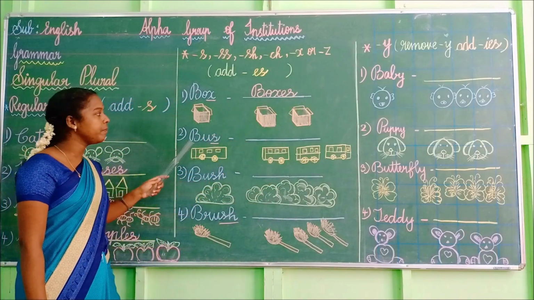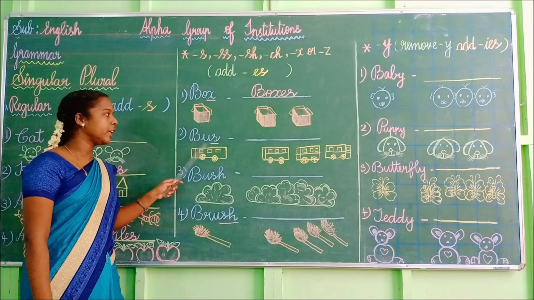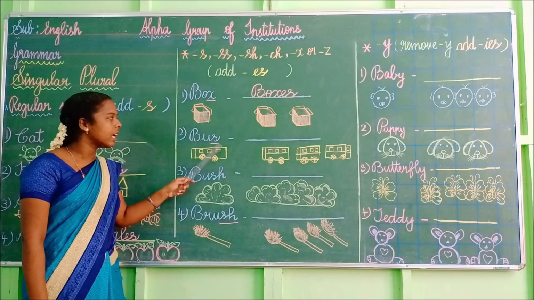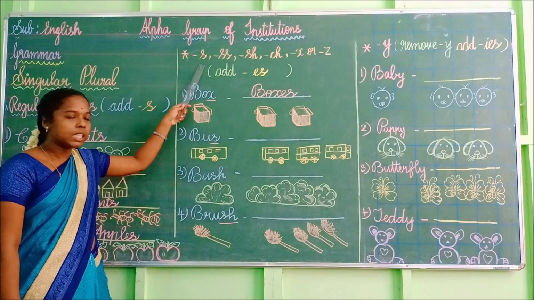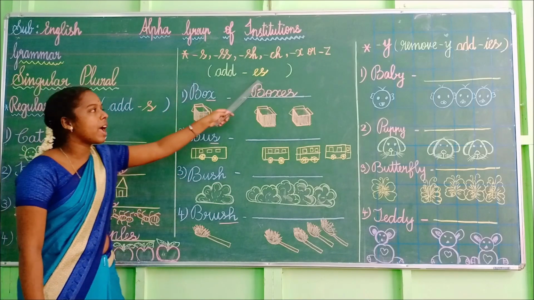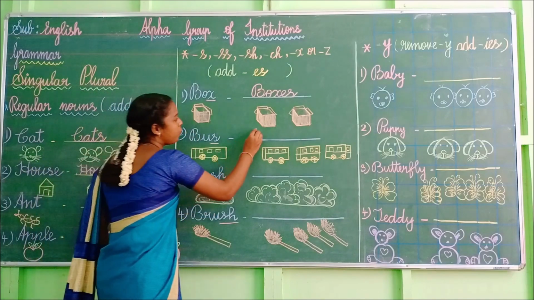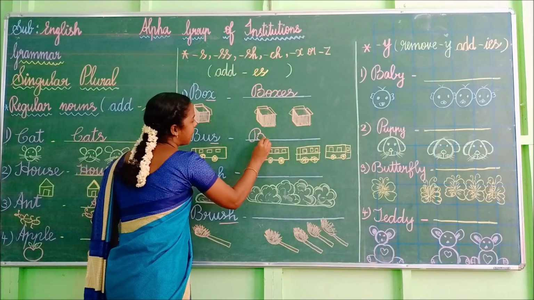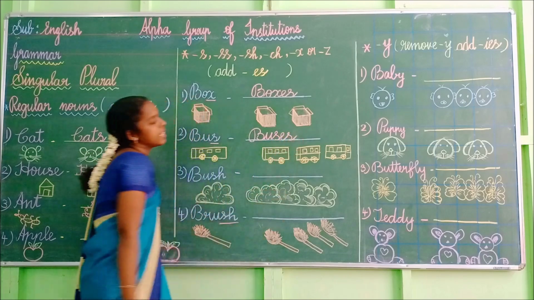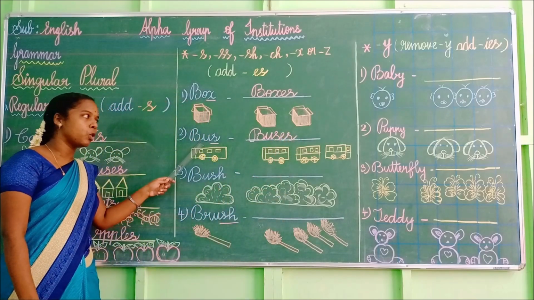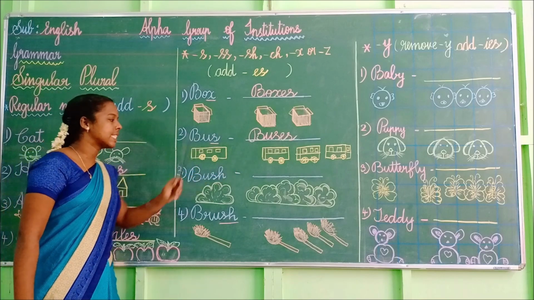See the next one, bus, B-U-S. Look at the ending letter. Here the ending letter is S. If the singular noun ends with S, you have to add ES. So the plural form of bus is buses. B-U-S-E-S. Buses. The plural form of bus is buses.